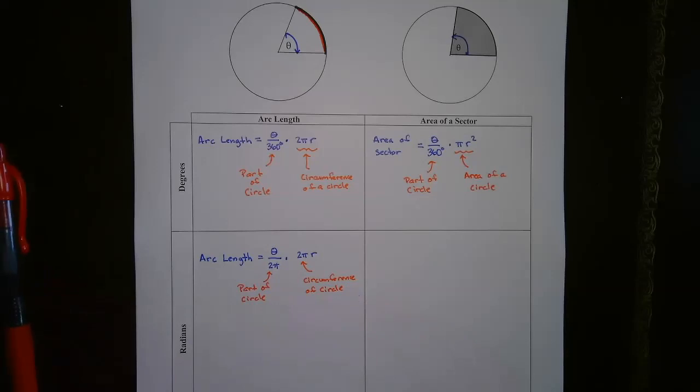Now notice what happens here. Theta over 2 pi times 2 pi r. Your 2 pi's are going to cancel. So in radians, the arc length simply becomes theta times r. And that's all you have to do. If your angle is in radians, it's just the angle times the radius. That's all it is, because these 2 pi's cancel. So it becomes this very simplistic formula, you see?